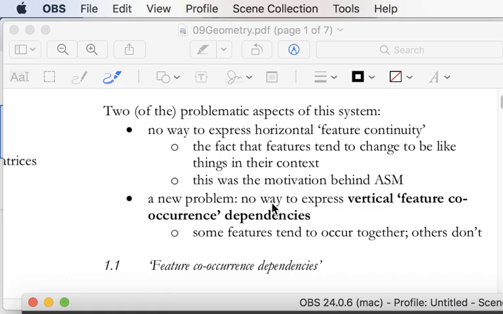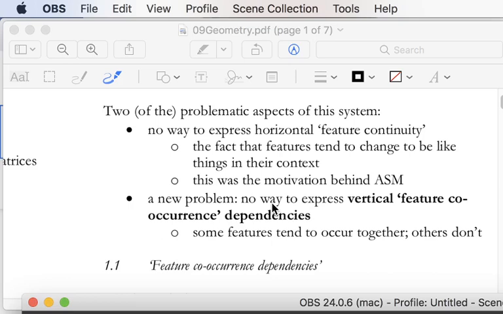So here are two problematic aspects of this system. One of them we spent the last several months sort of fixing, right? And that is that there's no way to express horizontal feature continuity dependencies. That's what I named them when we looked at spreading and harmony processes in autosegmental theory. Those are horizontal generalizations in the sense that features tend to change to be like things in their context. So there's a link between feature values in one location and feature values at other horizontal locations with regard to our writing system. And that was the motivation behind autosegmental metrical theory in the first place.